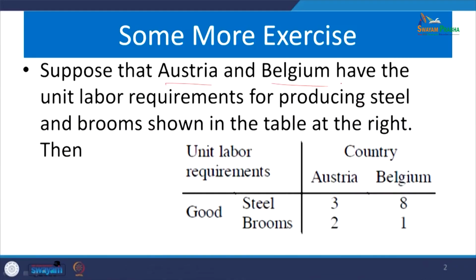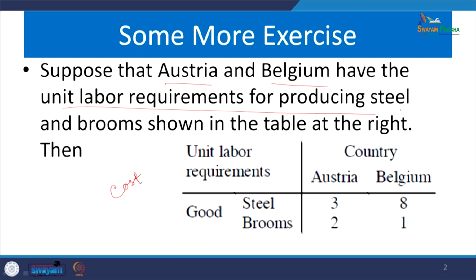Now, start with the same example which I started in the previous lecture, comparing Austria and Belgium and their unit labor requirements. How much unit labor requirement do they have in producing 1 unit of steel or 1 unit of brooms. Here we are actually explaining cost of production. So, this is clearly written: the unit labor requirements for producing steel and brooms are shown in the table at the right.